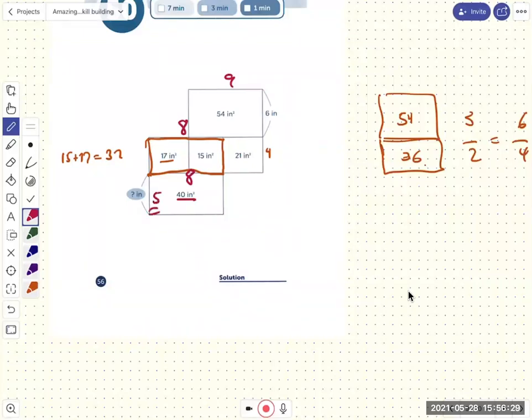Okay, so when you think about that, right, you combine 15 and 21 to get 36. And then that helped you to figure out that this was 4. 9 times 4 is 36. And then you combine 15 and 17 to get 32. 4 times 8 is 32, and multiply. So that's a very nice one.